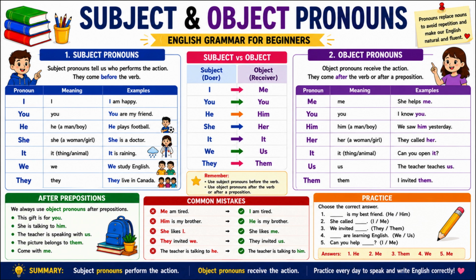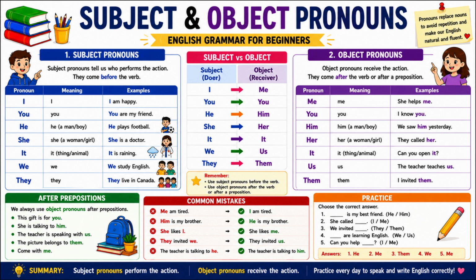Lesson summary. Today we learned: subject pronouns perform the action. Object pronouns receive the action. Subject pronouns usually come before the verb. Object pronouns usually come after the verb or after a preposition. Quick review. Subject, object: I, me. You. He, him. She, her. It. We, us. They, them.